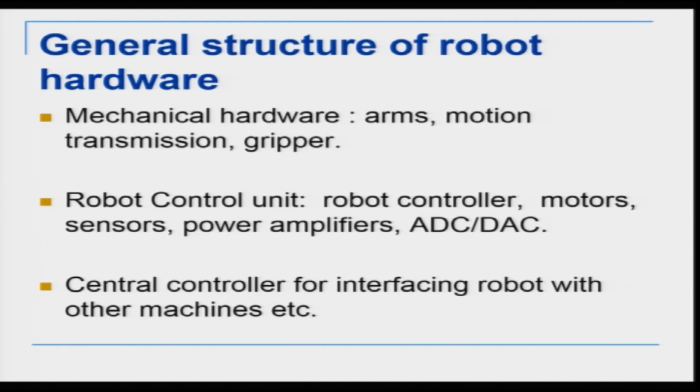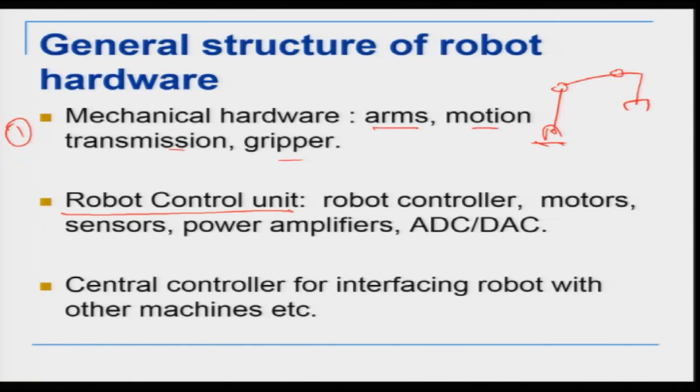Now moving on to robotics. The robot essentially consists of the mechanical hardware, which consists of the arms. So, this is my robot links, or let us say this is my robotic arm. The arms are mechanical rigid link systems connected by joints. There is some motion transmission: from the motor, the motion is transmitted to the joint by means of gears or belts or pulleys, and then at the end effector we have a gripper. So, the mechanical hardware part essentially consists of the arms, the motion control units, and the gripper at the end.